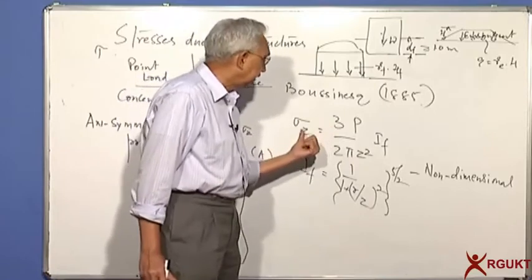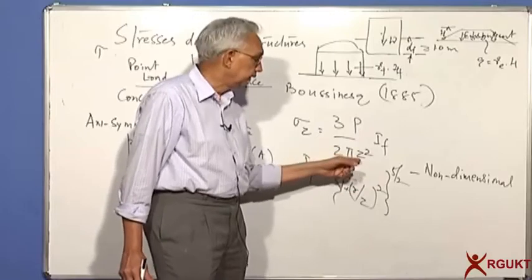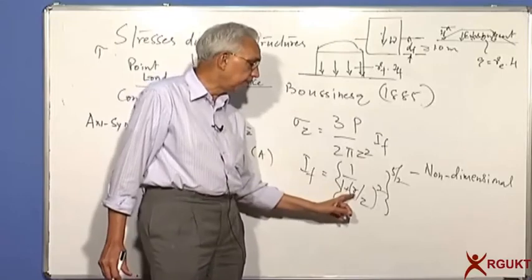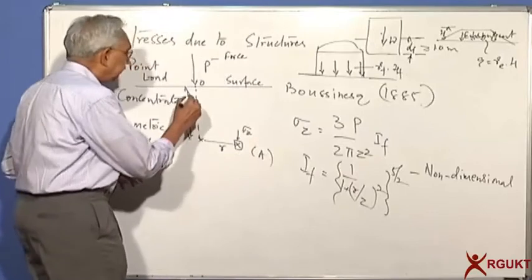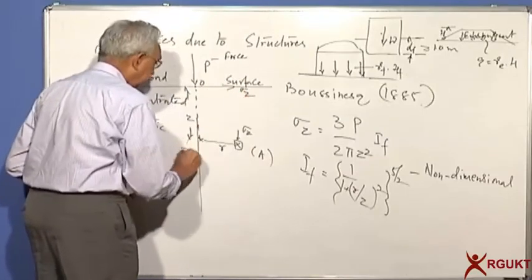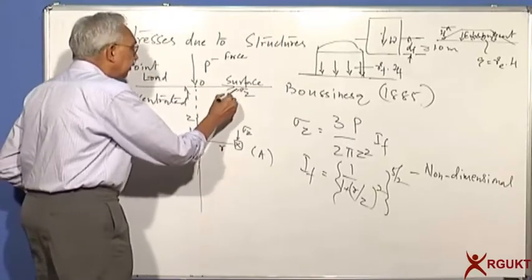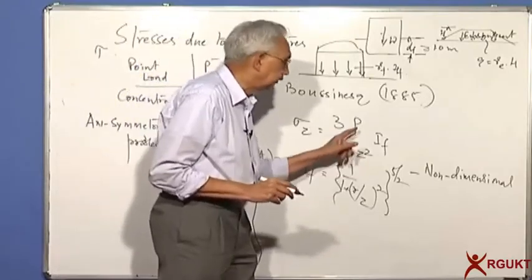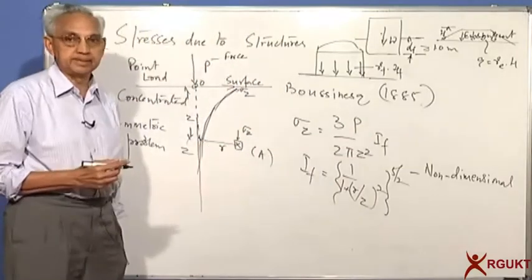Can we say that stresses decrease very rapidly with depth? Which is true, because P by z square will be decreasing very fast. Similarly, if R increases, they also decrease. So basically what we realize is that if I plot here sigma z versus depth, you will find that stresses decrease very fast. Theoretically, near the surface where z is equal to 0, they tend to infinity, and then as depth increases, the stress will decrease.